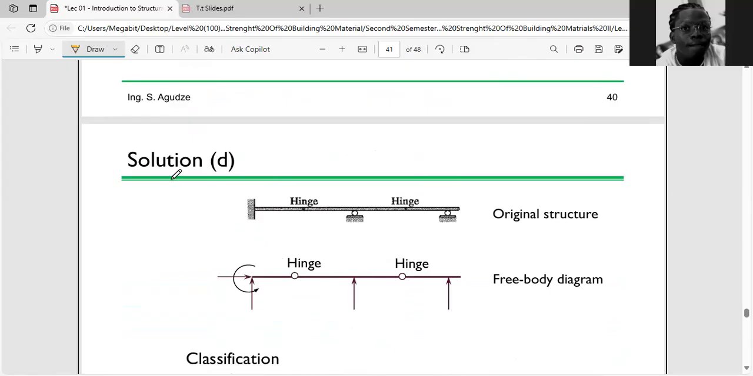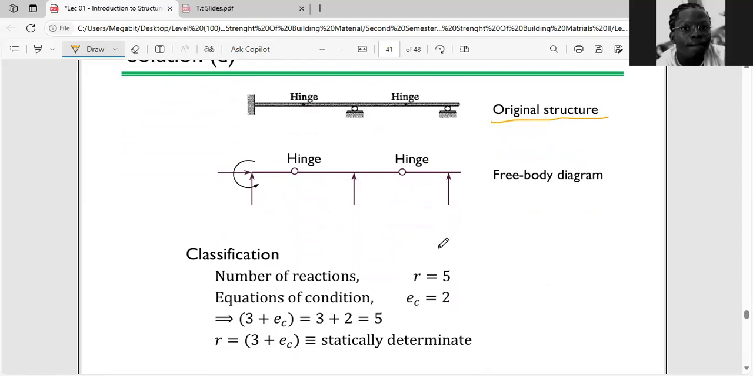So in our solution D, in our original structure, first of all, you have to redraw the structure on your question paper. After redrawing the structure, what will you do next? You have to label the part and write on it "original structure." Then from there, you come and draw a free body diagram.